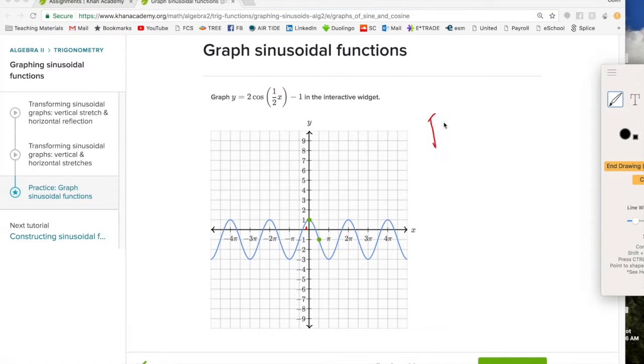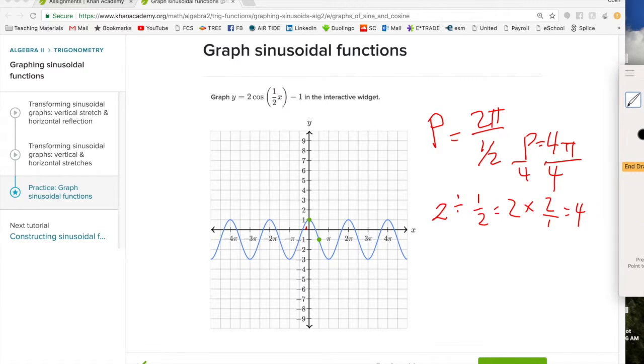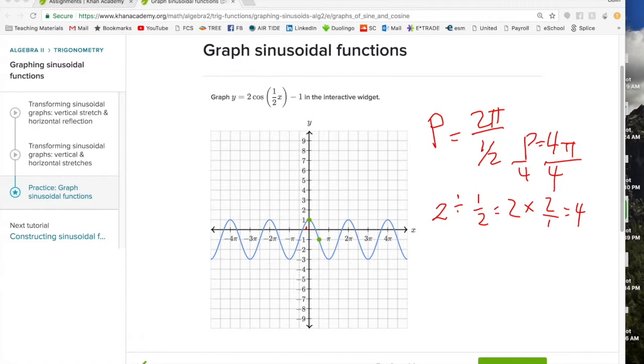Period is going to equal 2 pi over 1/2 in this case. So we'll have 2 divided by 1/2, which is 2 times 2 over 1, which is 4. Okay, so our period is actually going to be 4 pi today. Well, that makes our little quarter trick easy. Let's divide everybody by 4. And we find out that our dots need to be spaced 1 pi apart.